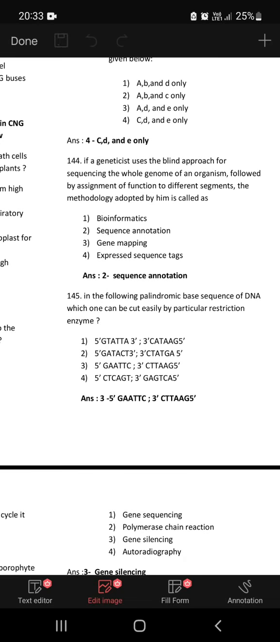If a geneticist uses the blind approach for sequencing the whole genome of an organism, followed by assignment of function to different segments, the methodology adopted by him is called as: bioinformatics, sequence annotation, gene mapping, expressed sequence tags. It is a blind approach for sequencing the whole genome of an organism, so we call it sequence annotation. This is what we have to remember.